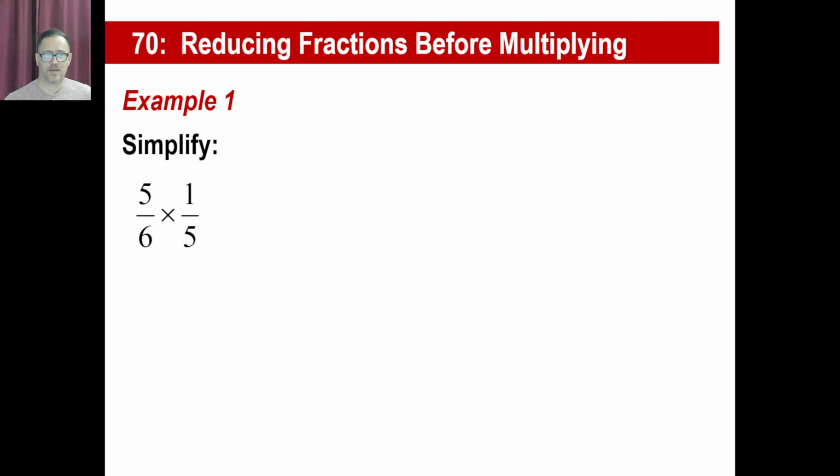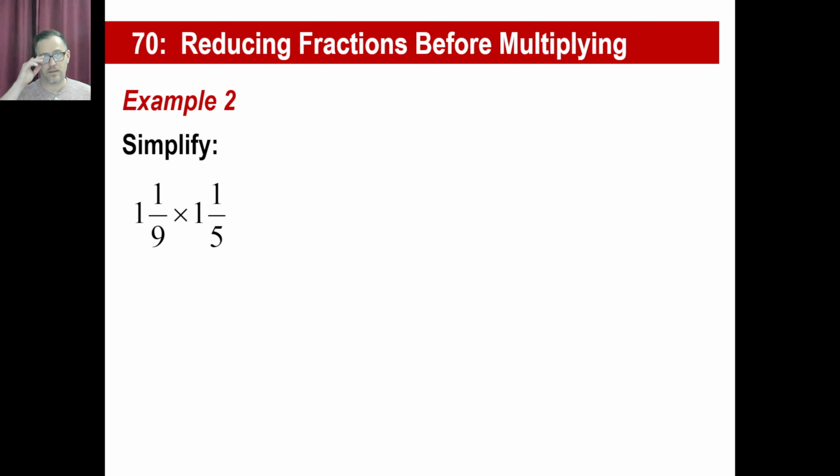Okay, let's try a couple of these. Simplify first, piece of cake. 5's go away, 1's on the top, 6 is on the bottom. All right. If somehow you forgot about that, you could still go straight across. 5 times 1 is 5. 6 times 5 is 30. You reduce the fraction, right? 5 goes into 5 one time. 5 goes into 30 6 times. Done, right?